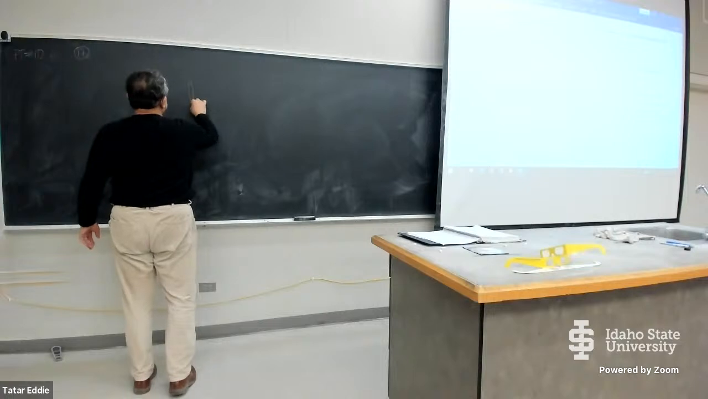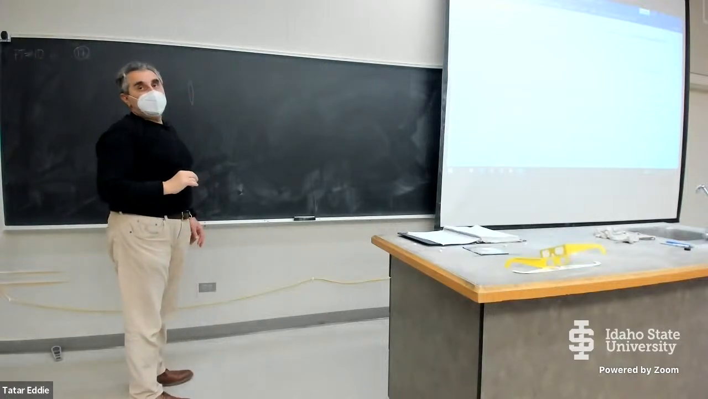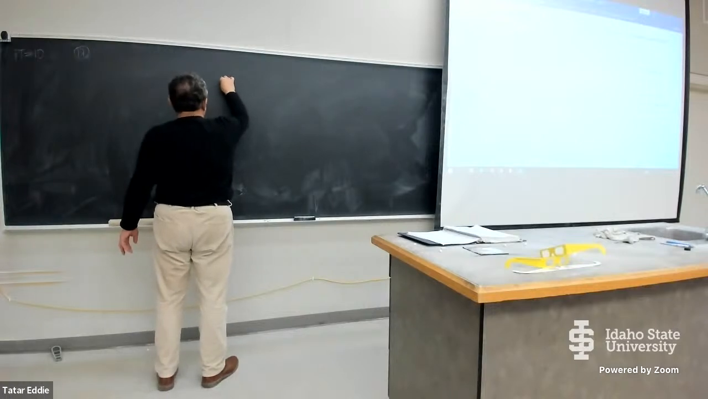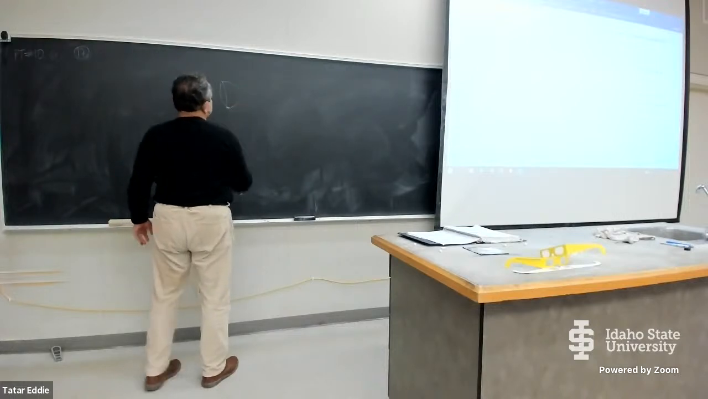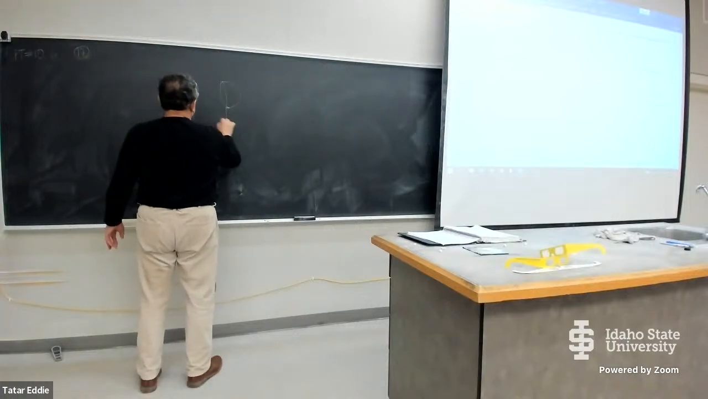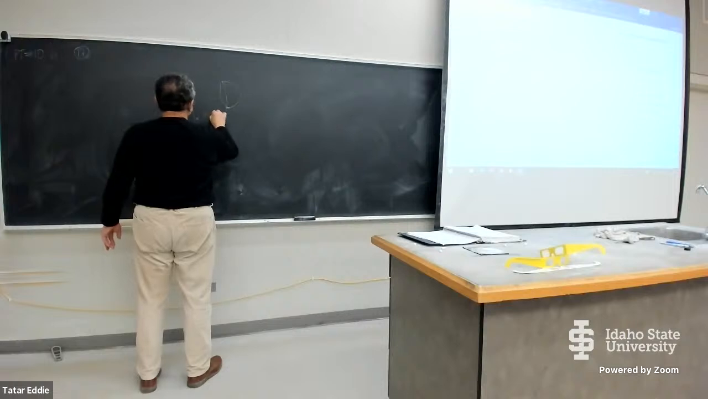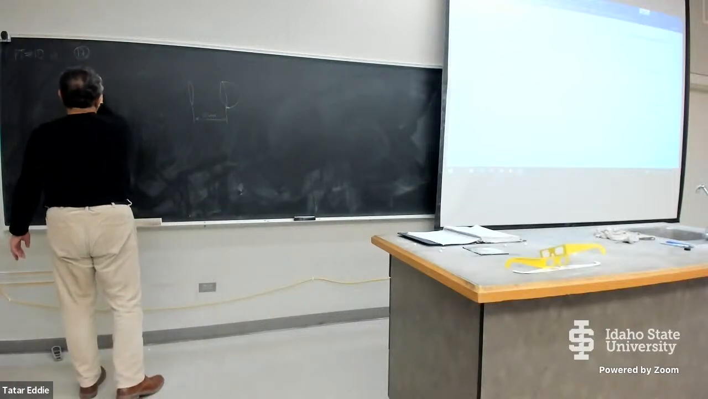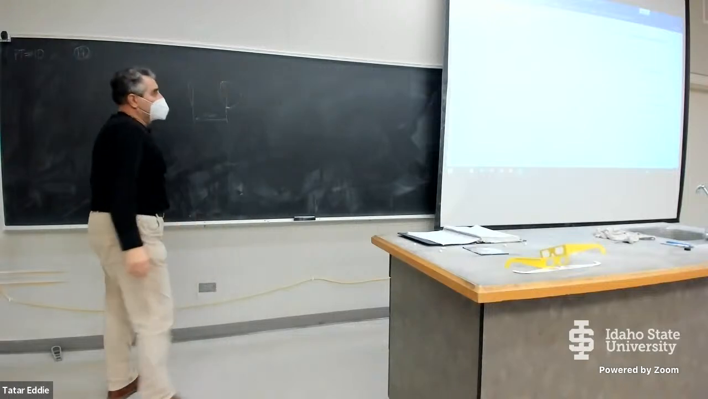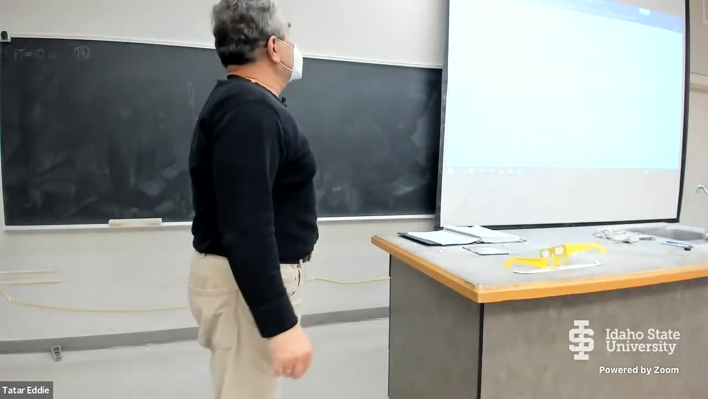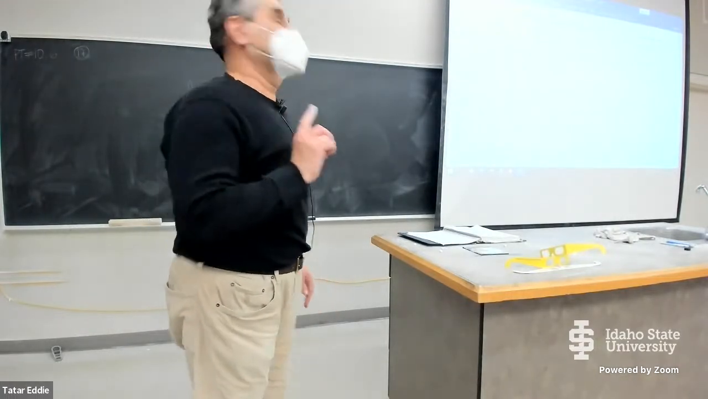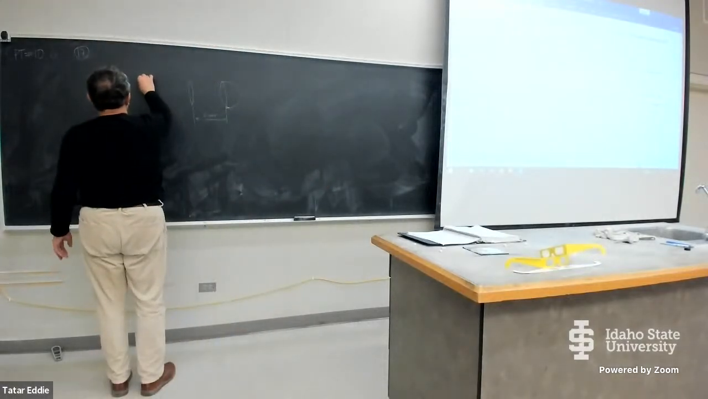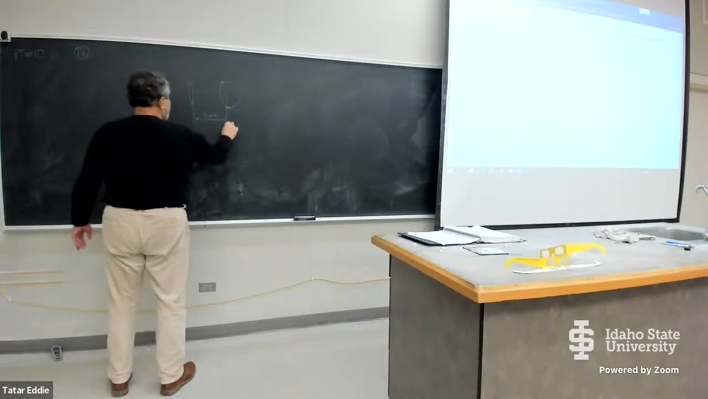Here is the lens of the eyeglasses. Here is the eye. So they tell you this distance, let's say, is 2 centimeters. Here is the principal axis. So you place the object at 27 centimeters from the eye. So here is the object at 27 from the eye.